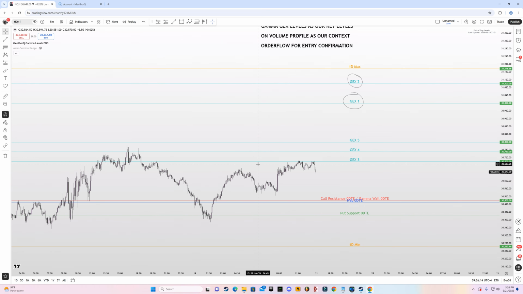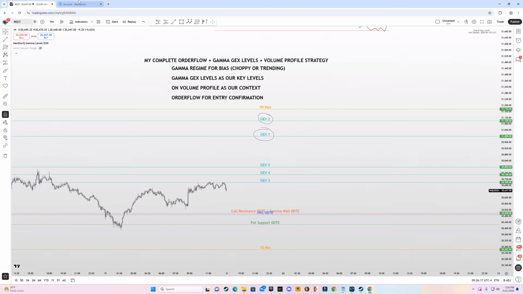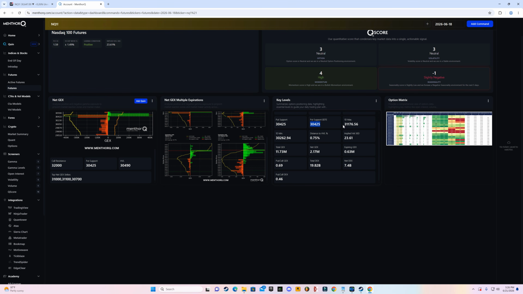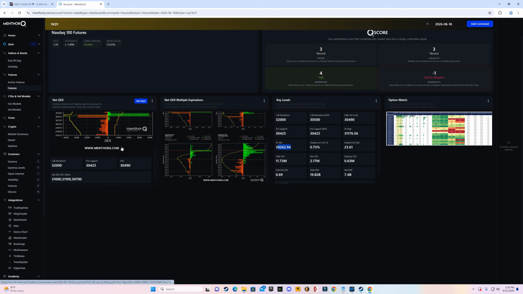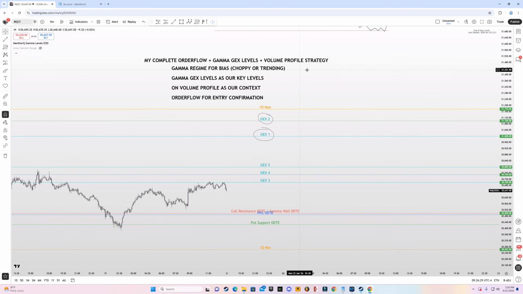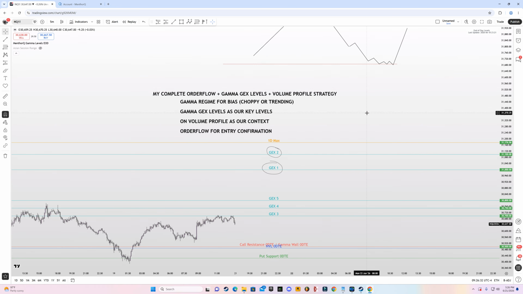So again, guys, it's really simple, right? You just plot out these levels, right? You have the put support, call resistance, 1-day max, 1-day minimum right over here. And you have the HVL level. And pretty much that's what you need, 30490, right? That's what you need on your charts before taking the trade, right?